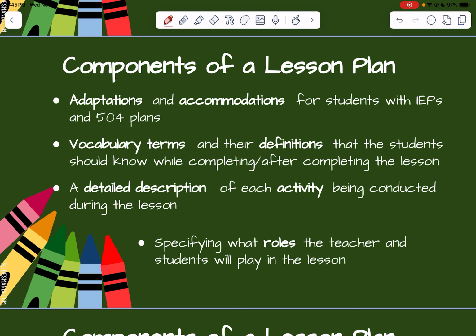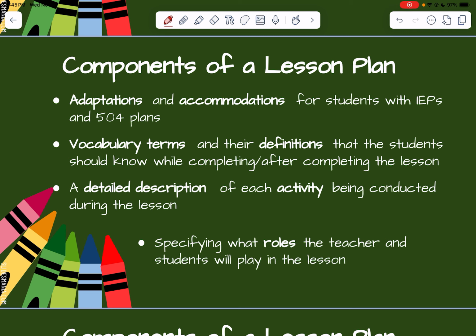It's also important to include any adaptations and accommodations for students with IEPs and 504 plans, as well as ESL students. Vocabulary terms and their definitions are also important. When I say vocab terms, I'm not just talking about any general term. I'm talking about science terms specifically that will show up in the lesson, whether they be a direct term that they have to know, or maybe another science term that is used as a part of the lesson that they previously should have known, or they might not know the definition of yet.